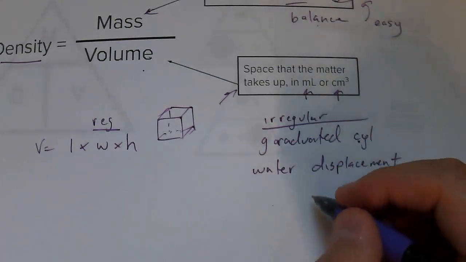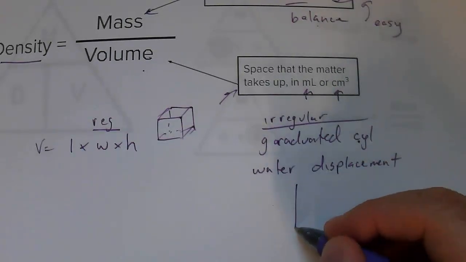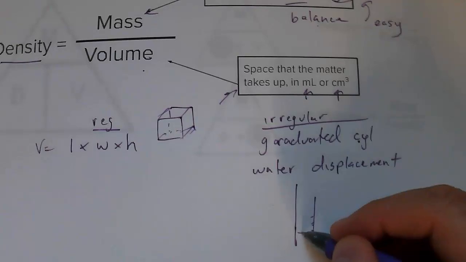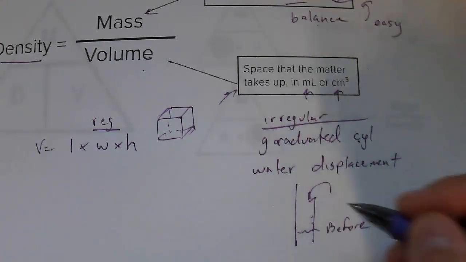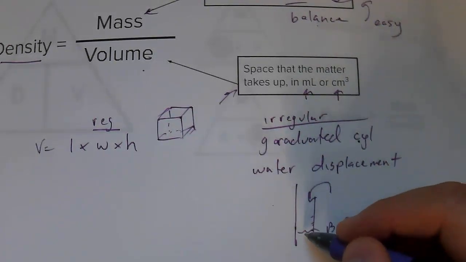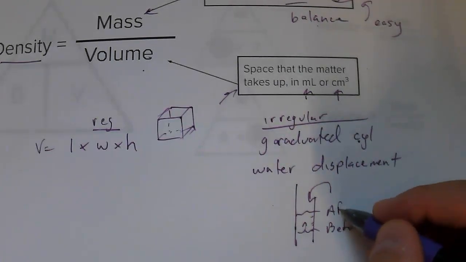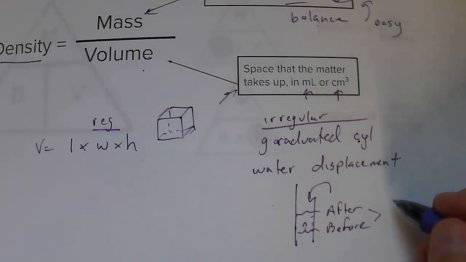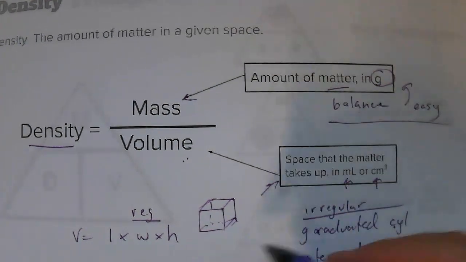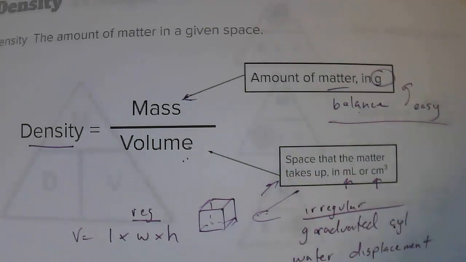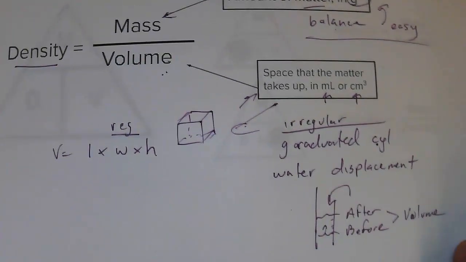With water displacement, you have a graduated cylinder and find the volume of the water before you put the object in. The water level will go up, and you find the level of the water after. The difference between the two is the volume. So we have mass and volume, which we can find in the lab pretty easily, though water displacement can sometimes be a little tricky.